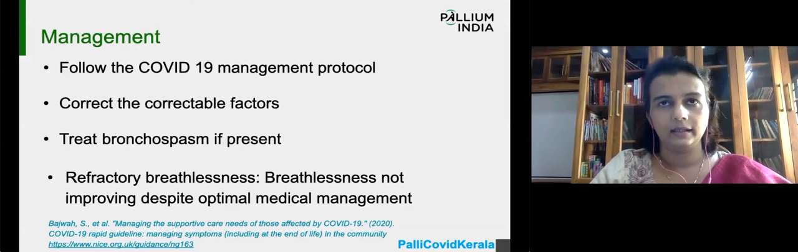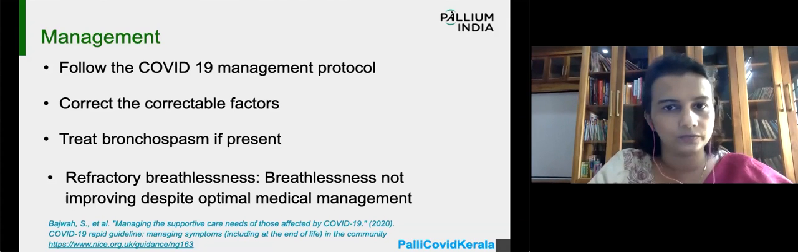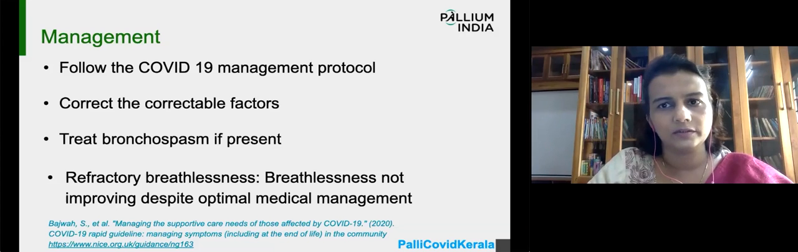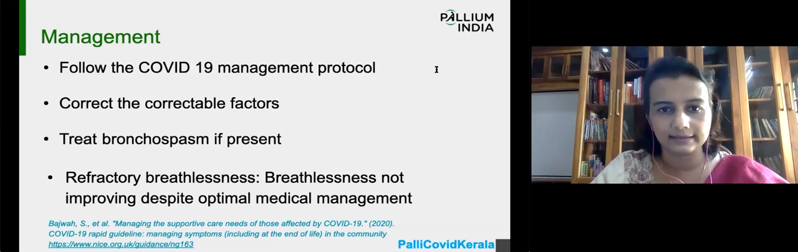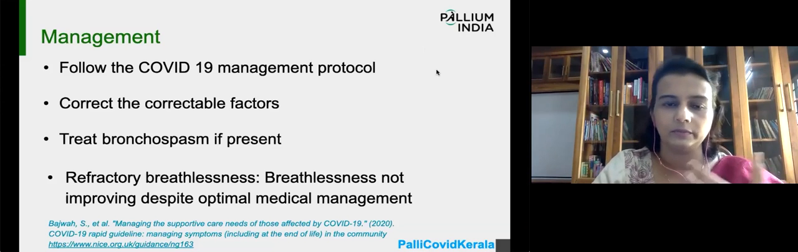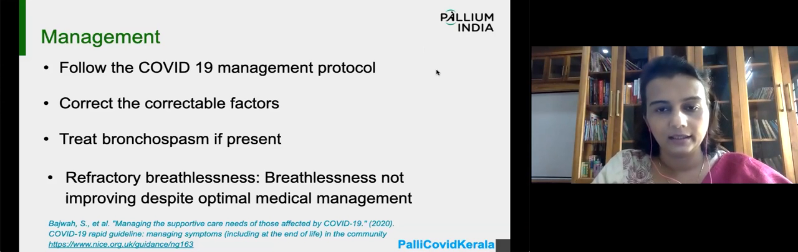As I mentioned earlier, always follow the COVID-19 management protocol for the active disease, and that should go hand in hand with the breathlessness management. Try and correct the correctable factors, and this we say all the time for any sort of symptom management. So if there's infection, give antibiotics to treat that. For cough, we can manage with symptom management, and optimize the treatment for other comorbidities. The patient may have COPD, so they could be more breathless because of that. Heart failure, so always optimize the treatment for the other comorbidities, and then continue with the symptom management.